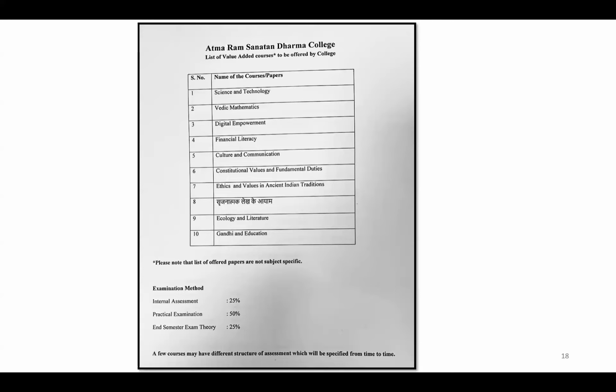Now, before going to introduce the examination method of the value-added courses, I would request all the students, because the college has already floated the Google form related to the GE papers, skill enhancement paper, and value-added courses. As early as possible, please fill your Google form so that college can know the number of students who have opted for a particular paper. And accordingly, this section will be divided and your classes are going to start very soon. So I request everyone, today itself, complete your Google form if you have not completed, so that we can start your classes as soon as possible with the options you have provided us.